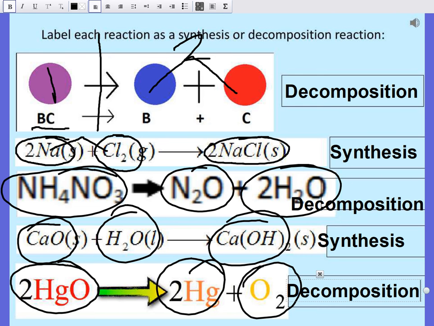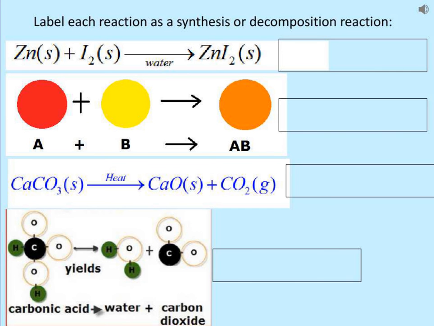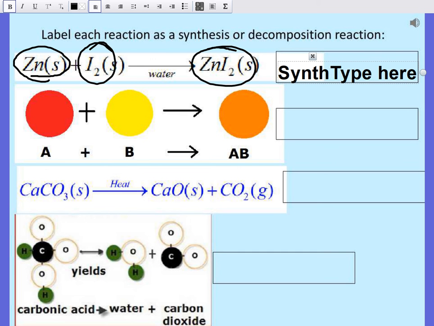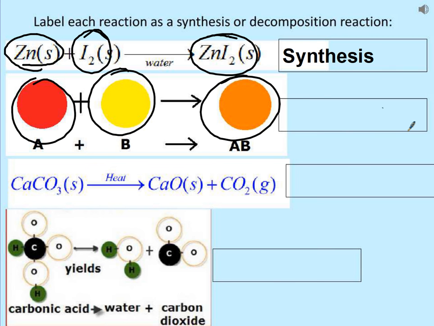Move on to the next page here. We have zinc and iodide, that's two separate substances making zinc iodide, which is just one. So you have two making one, that would be building, that is called a synthesis reaction. Okay, and then we have two different substances making only one. That is still a synthesis reaction because you're building.